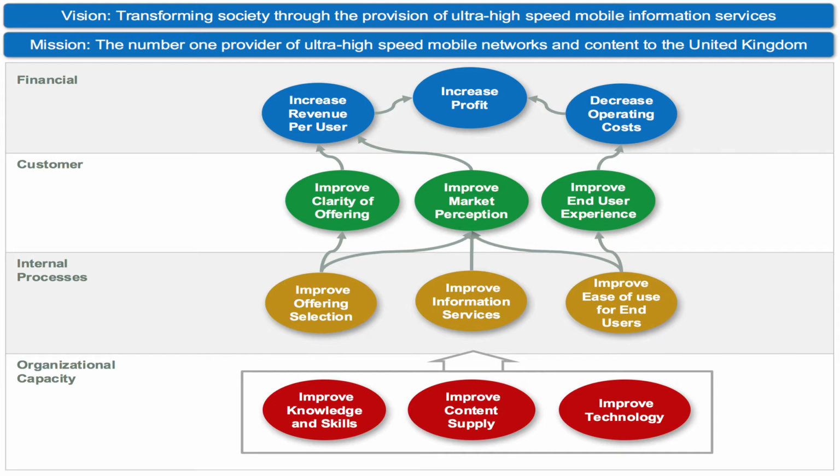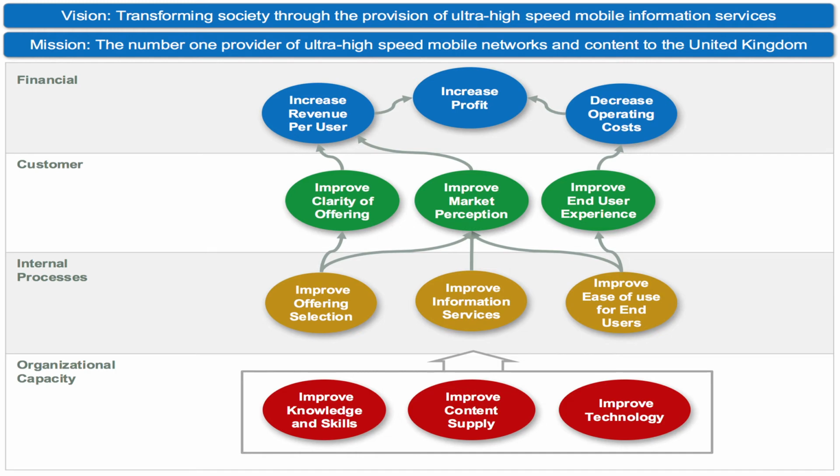In financial we have obviously increased revenue per user, which will lead to increased profit, then decreasing operating costs. Then we have the customer perspective. Here we improve clarity of offering, improve market perception, and improve end user experience. All of them are interconnected. Then we have internal process: improve offering selection, improve information services, and improve ease of use for end users. And finally, we have organizational capacity, that is improve knowledge and skills, improve content supply, and improve technology. All of them are interrelated.